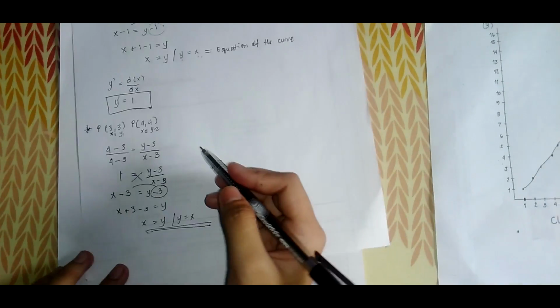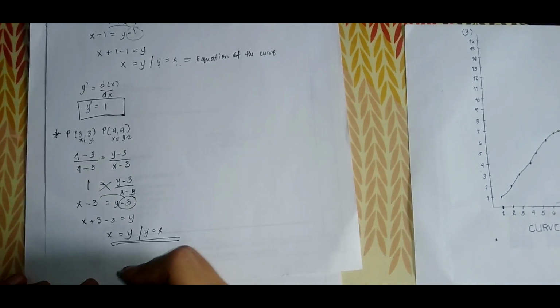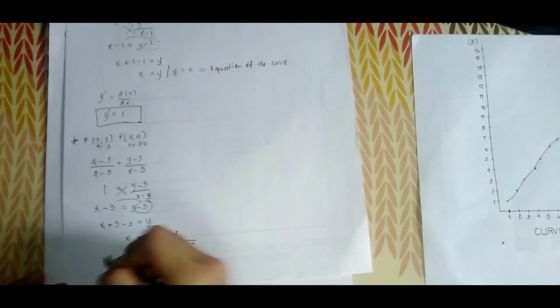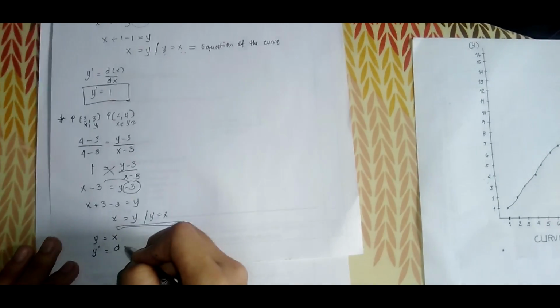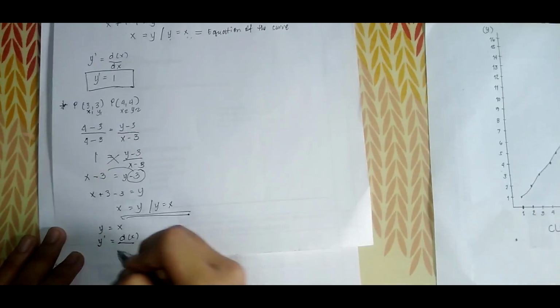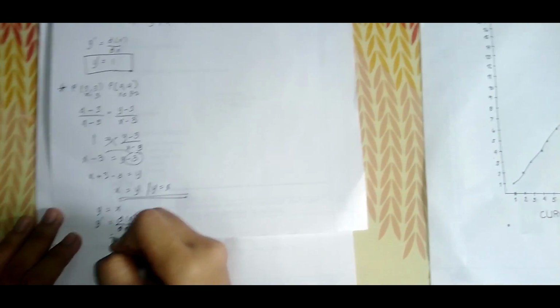And para makuha natin yung rate of change, kailangan natin i-derive yung y is equal to x. So, y prime is equal to the derivative of x with respect to x, which is equal to 1.